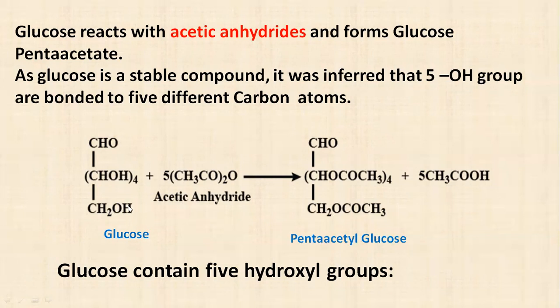Now see here that all these OH groups are replaced by acetyl groups from acetic anhydride. So this reaction confirms that glucose contains 5 hydroxyl groups.